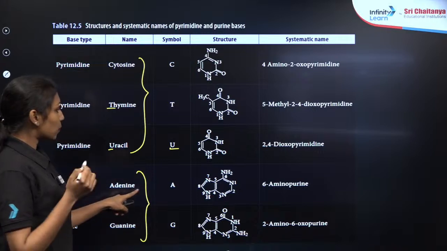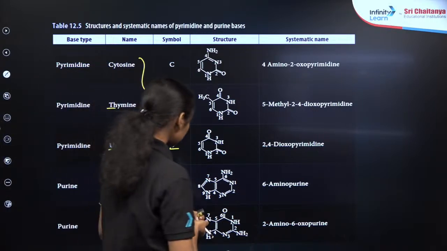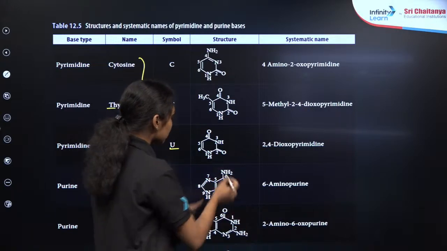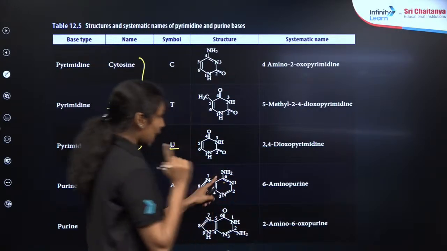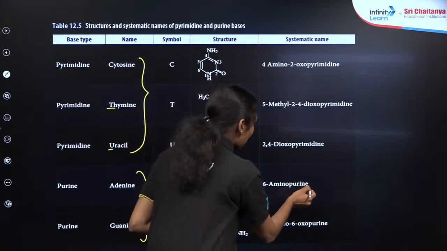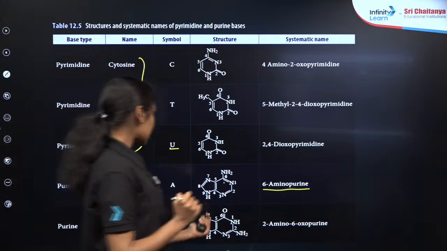One is adenine, first letter A stands for the symbol here. Then what you are observing here, this is the structure of purine in which the sixth position, right? This is the sixth position having an amine group or NH2 group. So it is known as 6-aminopurine. Then what about the last one?